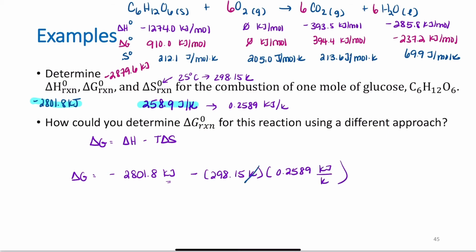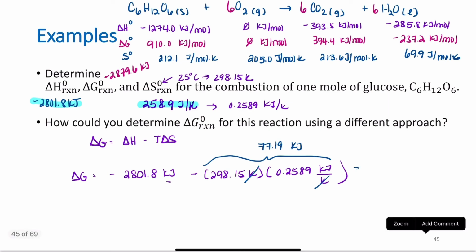Note that your kelvins cancel out here. Now I've got kilojoules minus kilojoules. Let's see where my sig figs are, because I'm not sure on that one. 298.15 times 0.2589 gives me 77.19 kilojoules. If I'm adding it to this, then I can keep one decimal place. So 2,801.8 minus 77.19.